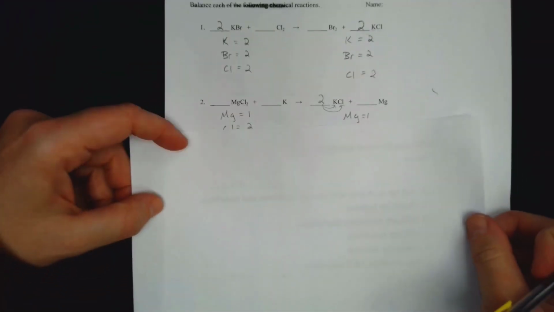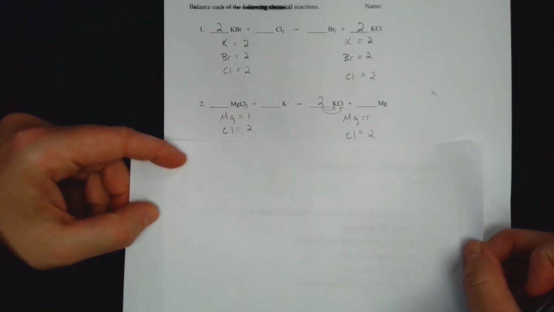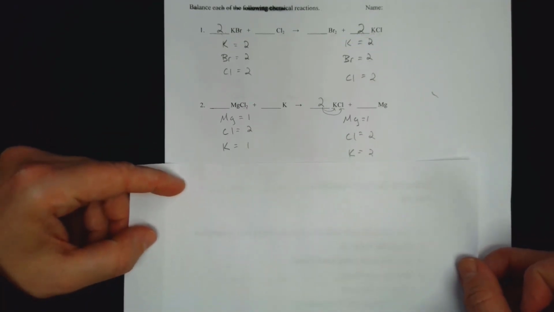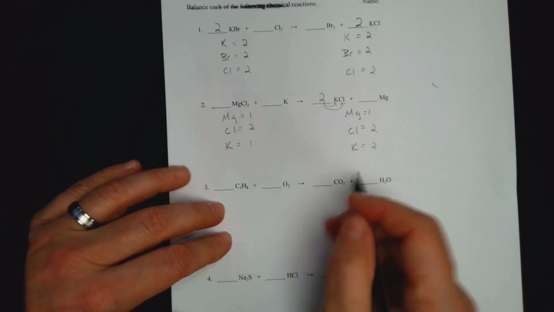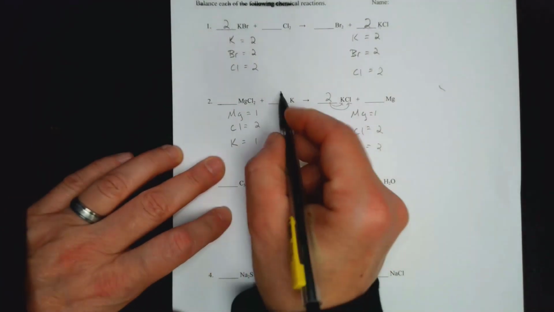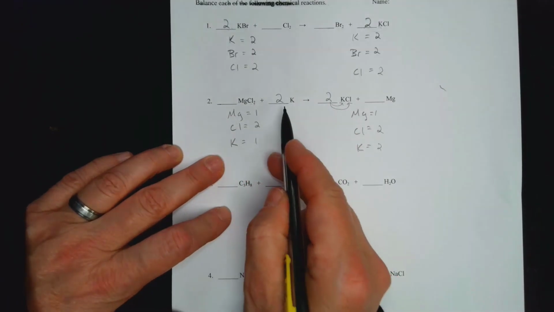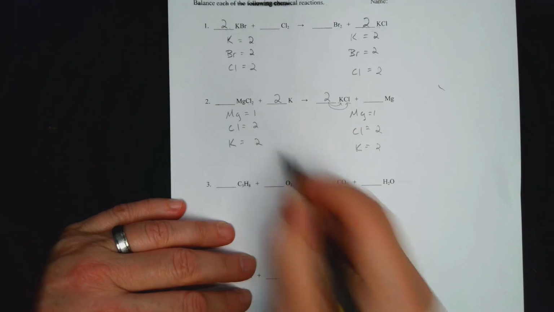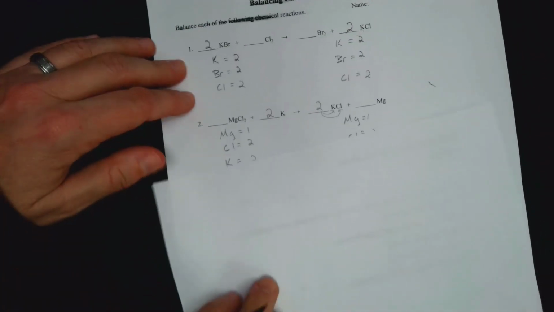Let's check for balance, because that's always next after we update. My magnesiums are still balanced. My chlorines are balanced, and my potassiums are not balanced. So that means I have to come back over to the reactant side because my lower quantity is here. I'm going to go ahead and put a 2 right in front. I'm going to update my quantities. And let's check for balance.